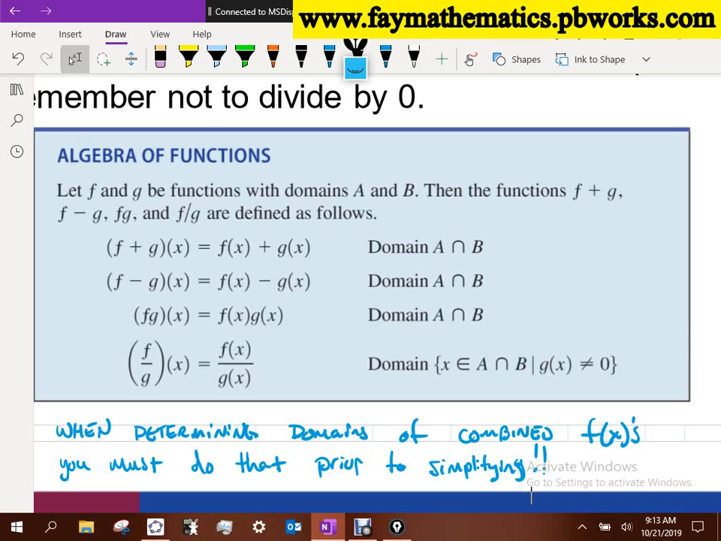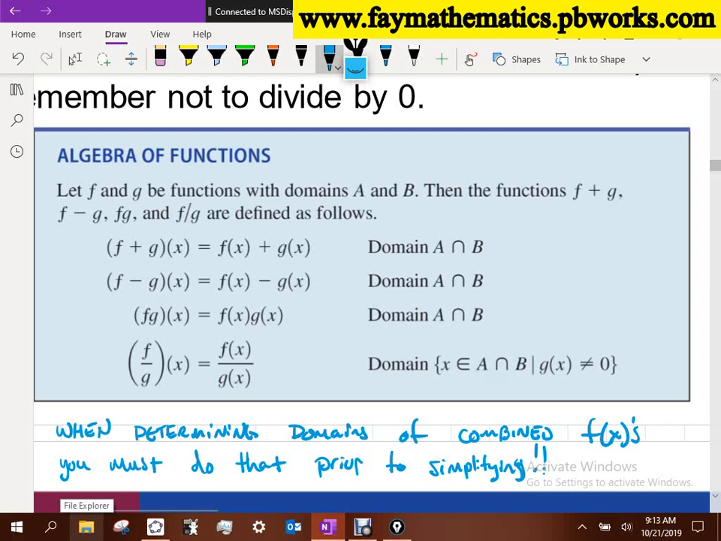What you want to do is make sure that when you're determining those domains, you determine them prior to any simplification, especially when there are roots, especially when there's division with your individual f or your individual g. Because through the simplification process, you might generate a new function that algebraically looks like there are no domain issues, where if you graphed it, there would be. Let me expand on that idea real quick.